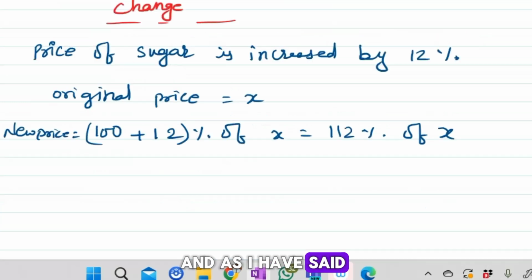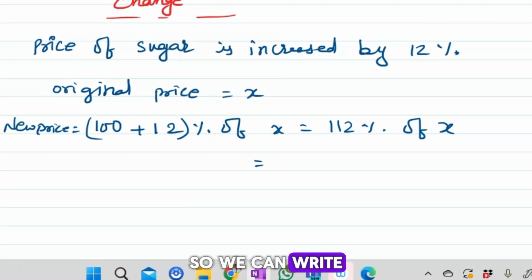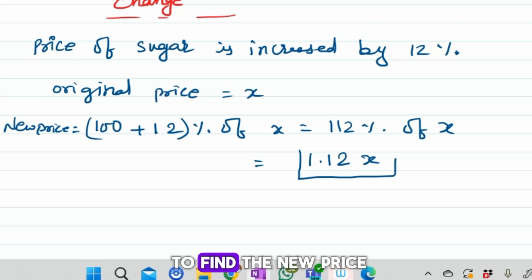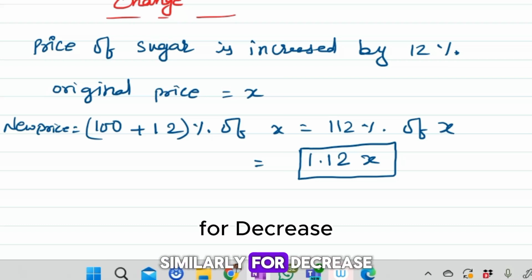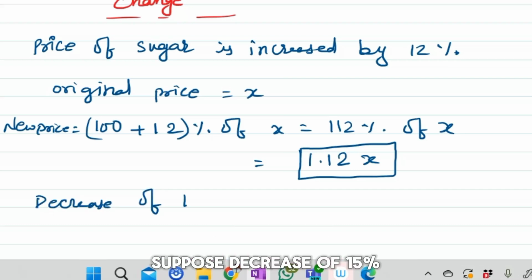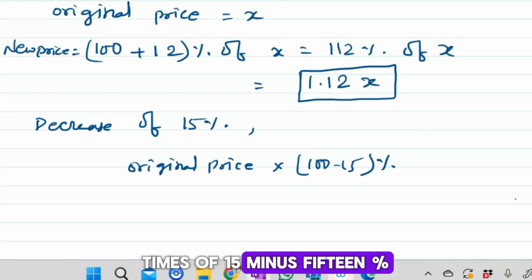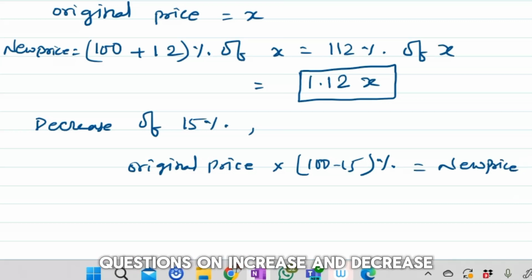As I have said, percentage means you can replace that by 1 over 100. So we can write this as 112 over 100, which is 1.12x. That means to find the new price, we can simply multiply the original price by 1.12 and we will get the new price. Similarly for a decrease, suppose a decrease of 15%, then original price times 100 minus 15% will give us the new price. So this is a trick we can use to solve questions on increase and decrease.